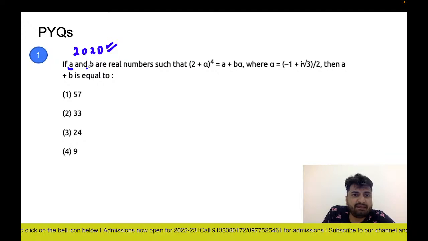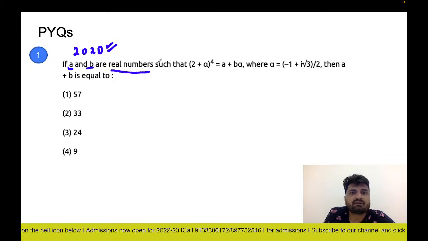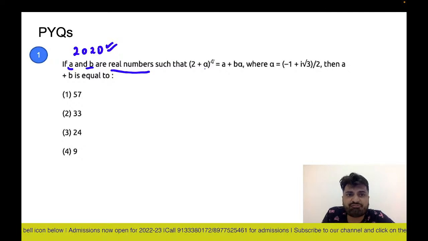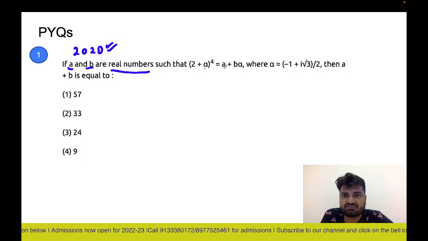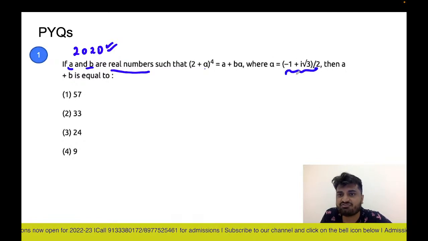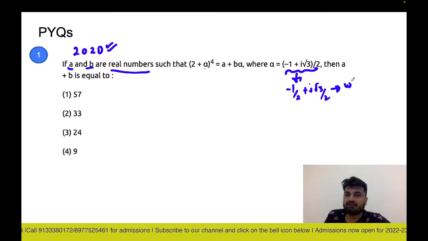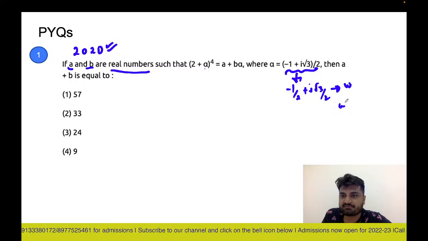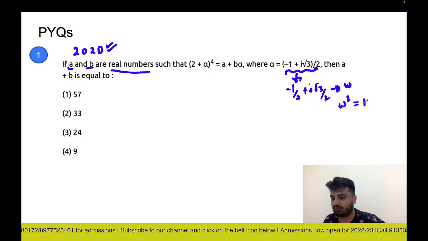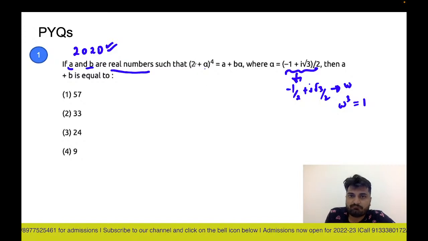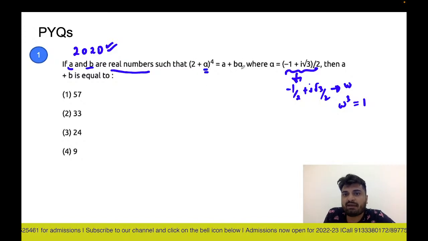If A and B are real numbers such that (2 plus alpha) whole power 4 is equal to A plus B alpha, and alpha is given as (minus 1 plus i root 3) by 2. So what is this alpha, guys? We just saw it, right? What is minus 1 by 2 plus i times root 3 by 2? That is the value of omega. We know the omega value is this. Omega cube will be nothing but 1. That also we know. So alpha is nothing but omega here.